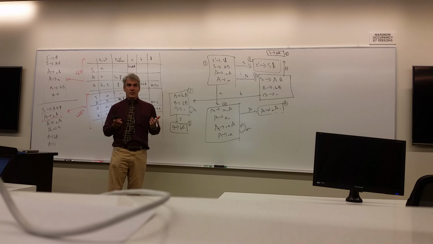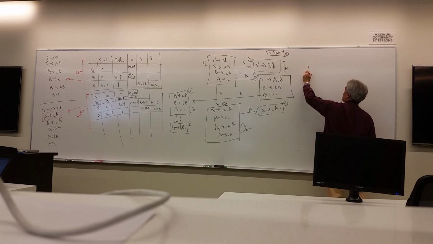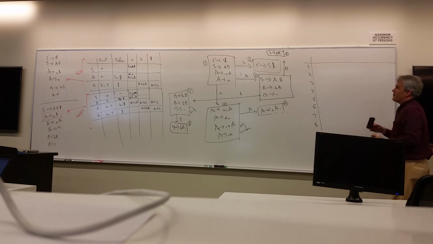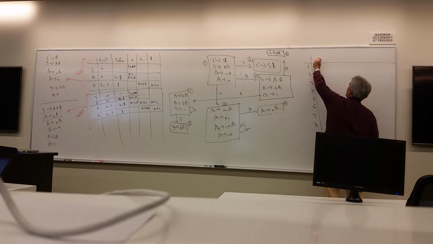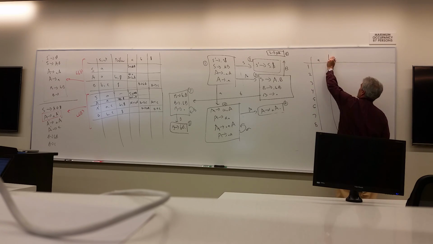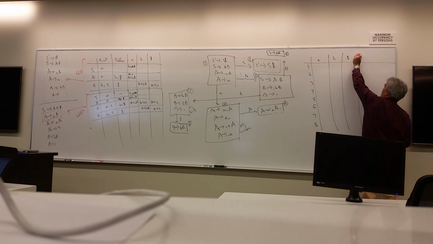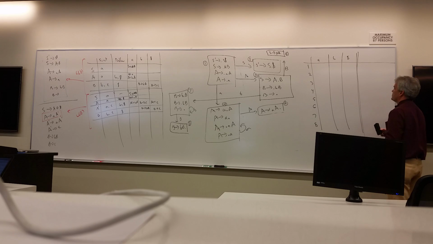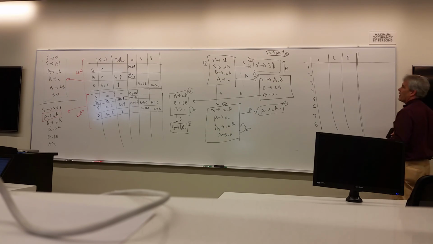So now I create my parse table. My parse table, what do we have here? I've got state 1, 2, 3, 4, 5, 6, 7, 8. And here I have, let's see, my symbols are easy, right? I just have lowercase a, lowercase b, dollar sign. Lowercase a, lowercase b, dollar sign. And my non-terminals are S, A, B.